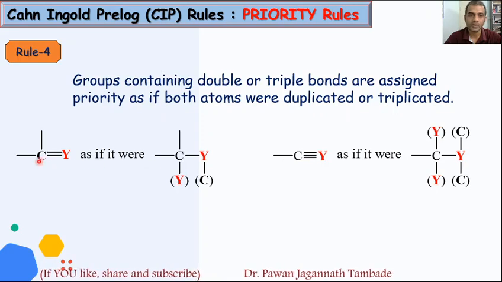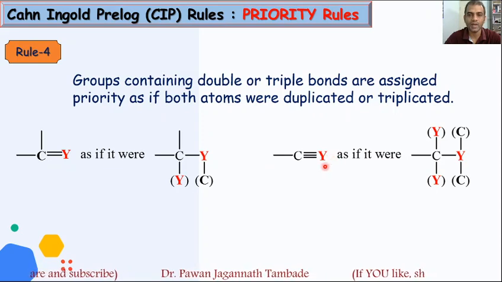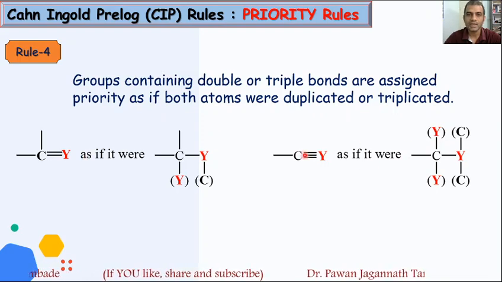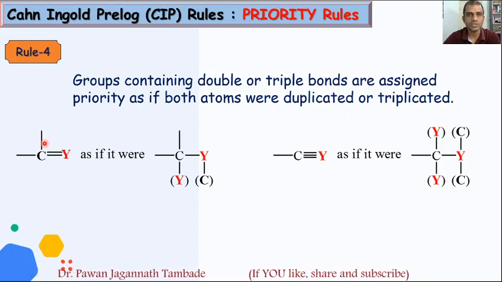Here also carbon, but this carbon is attached to Y by means of a double bond, and here it is attached to Y by means of a triple bond. So it is considered that this carbon is attached to Y by 2 single bonds, and this carbon, as it is having a triple bond, is attached to Y by means of 3 single bonds. So when we try to assign priority, this group will get first priority over this group. This is the fourth and last rule according to Cahn-Ingold and Prelog to assign priority to atoms or groups across a stereocenter.